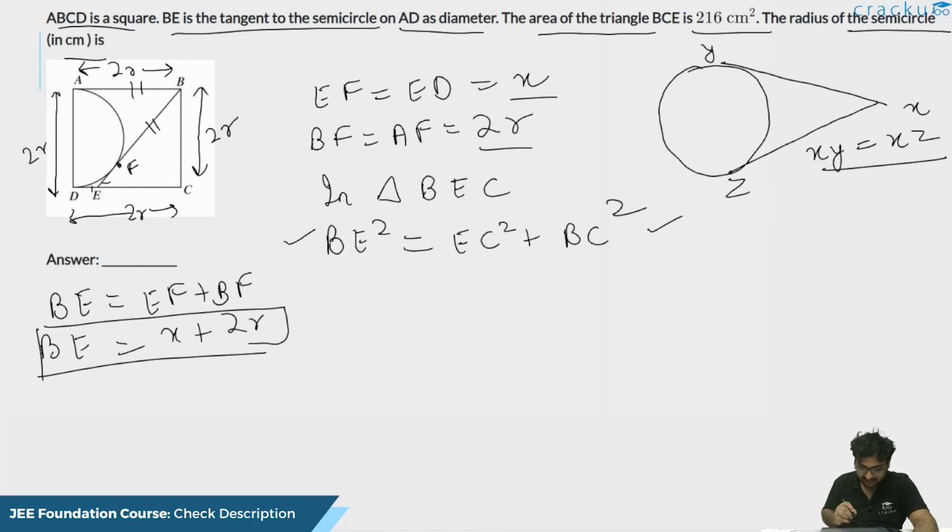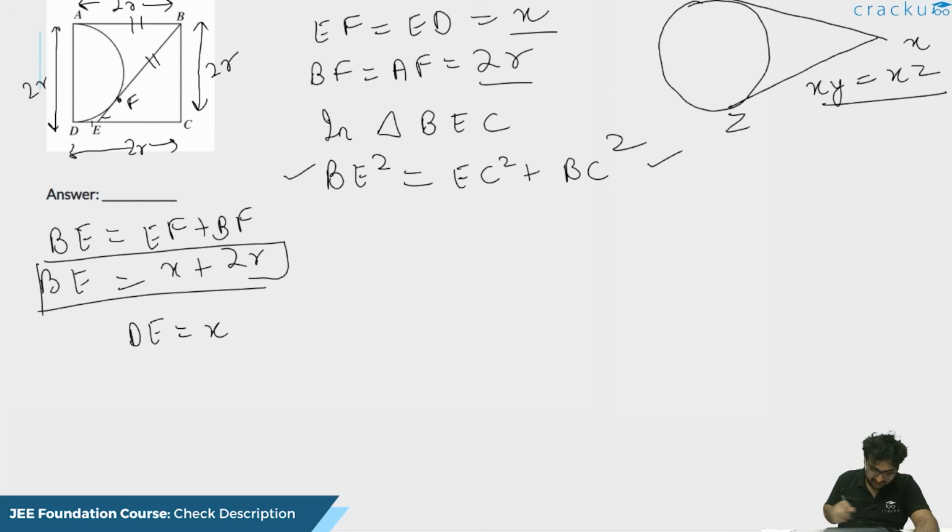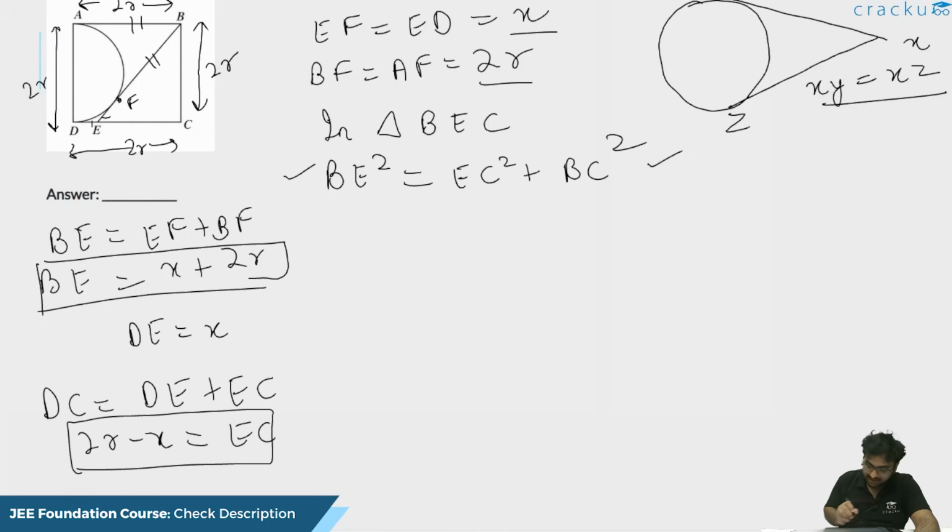BC we know 2R. EC, value of EC would be what? So DE is X. Therefore, we know DC will be equal to what? DE plus EC. What is DC? DC is equal to 2R. So 2R minus X will be equal to EC. Now replace this value in equation 1.